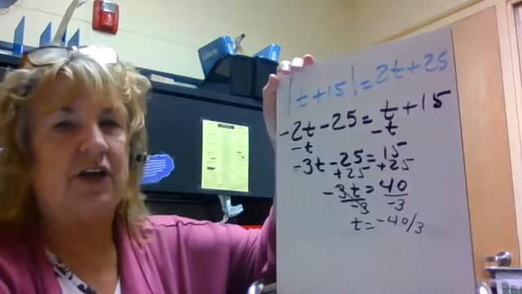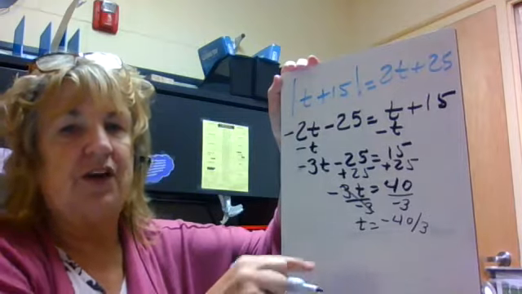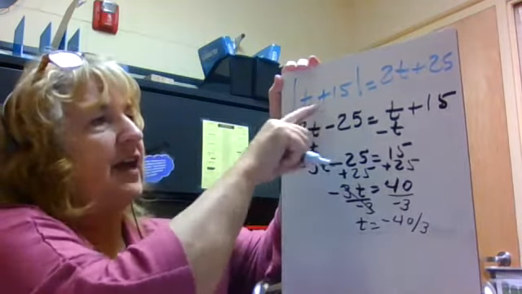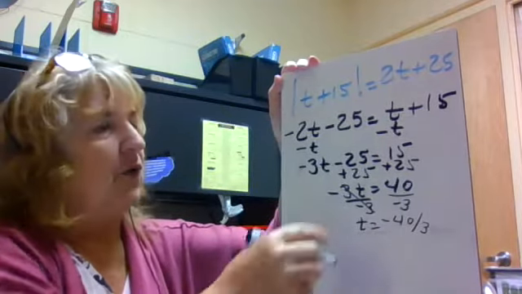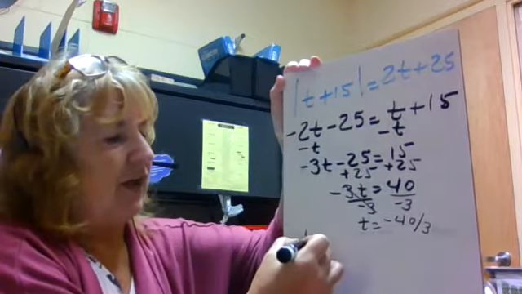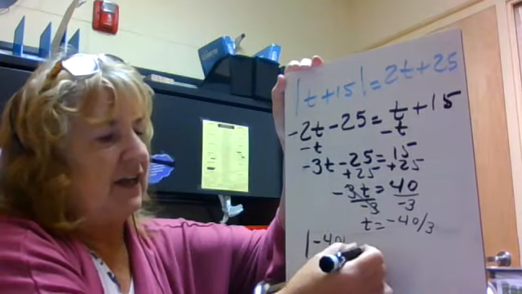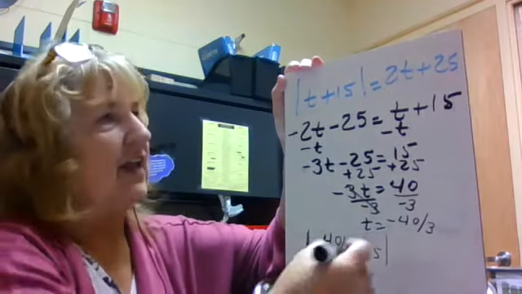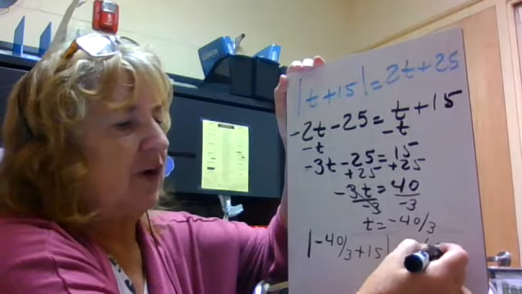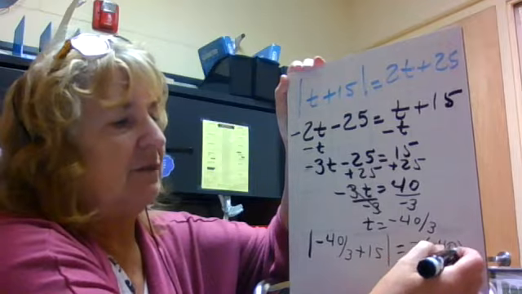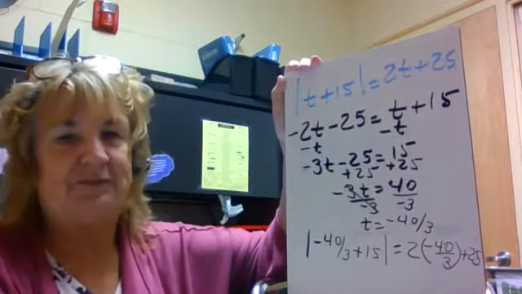Now you should always check your answers, especially if there's a bunch of stuff in your equation. So we're going to take negative 40 over 3, and we're going to put it in place of the t in both cases. Well, this first one would be the absolute value of negative 40 over 3 plus 15 equals 2 times negative 40 over 3 plus 25. Running out of room there.